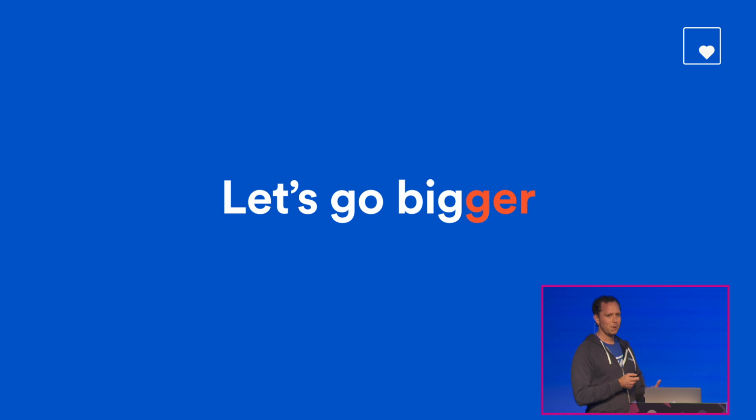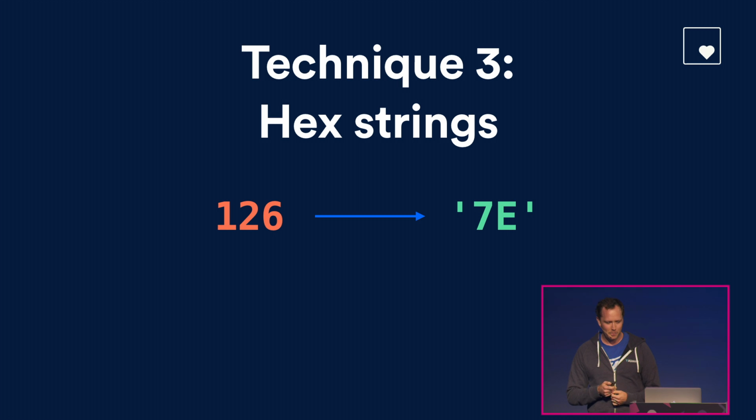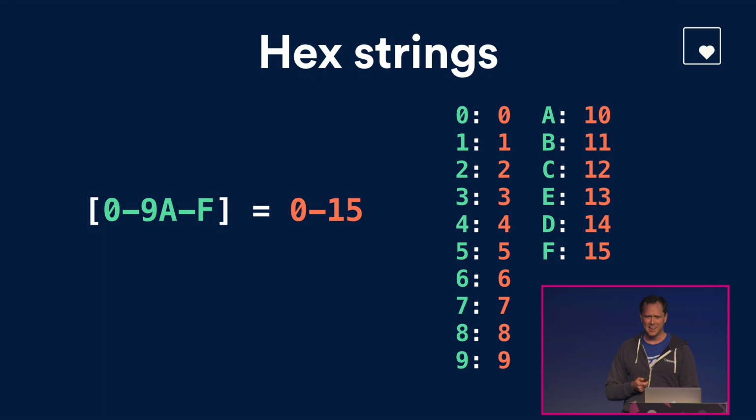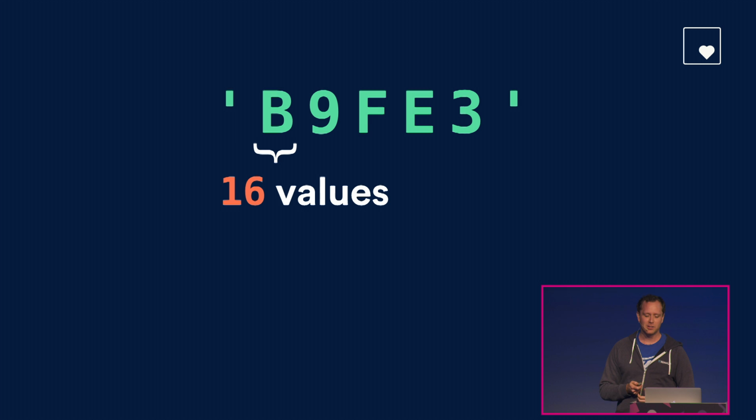But let's go bigger. We've looked at binary strings. Where can we go from here? Well, let's have a look at hexadecimal strings. This is a representation of the number 126 in hexadecimal. And hex is really simple. It's just a mapping where 0 through 9 is 0 through 9, and A through F is 10 through 15. So you can store 16 possible values in each slot of a string.